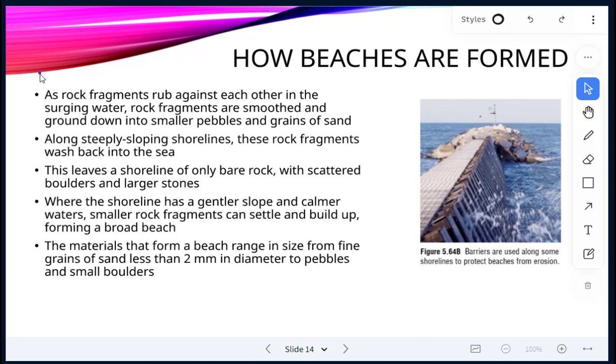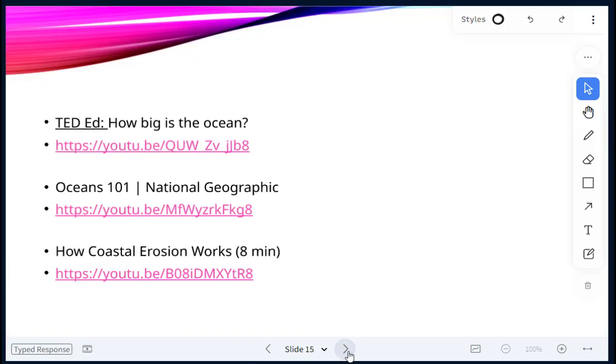There can be a range in size from fine grains of sand, which are less than 2 millimeters in diameter, to pebbles and even small boulders. This is just showing that sometimes barriers are put in place along some shorelines to protect the beaches from erosion. Okay, so I'm going to pause here.